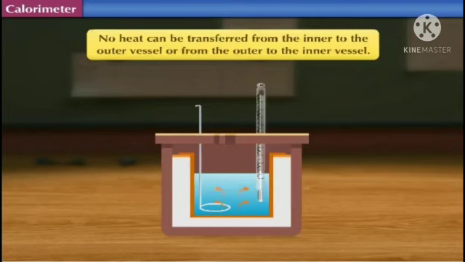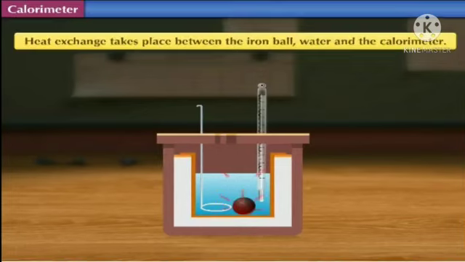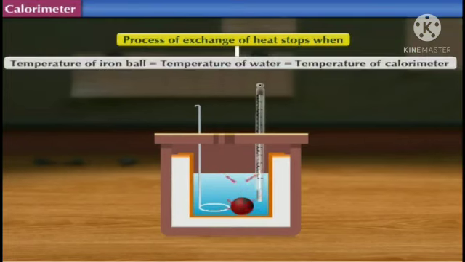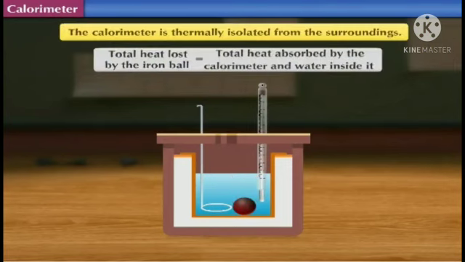When a hot object such as an iron ball is placed in water, heat is exchanged between the iron ball, water and calorimeter, and all three reach the same temperature. As the calorimeter is thermally isolated from the surroundings, the total heat lost by the hot object is equal to the total heat absorbed by the calorimeter and water inside it.